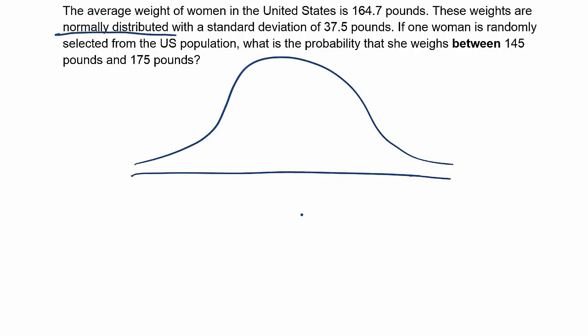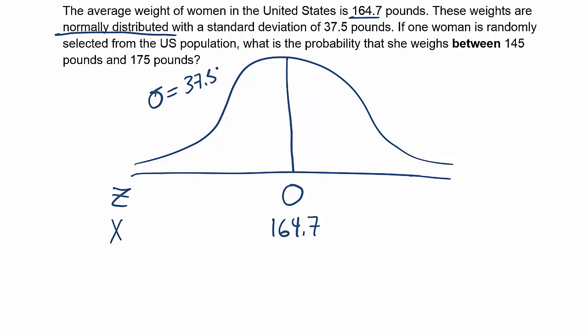bell curve as a visual aid, and then we'll label a z-axis on the bell curve and an x-axis that'll correspond to weights. The center of the z-axis will be 0. The center of the axis for weights will be centered at the mean, which is 164.7. Then we'll put the standard deviation off to the left here so we know what that is, and it's right there when we need it.